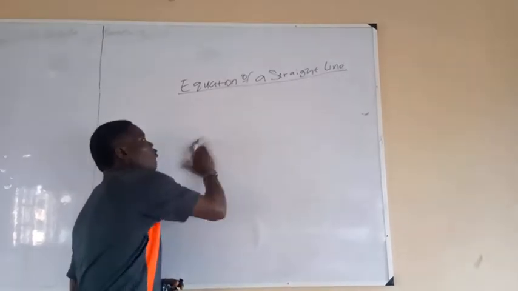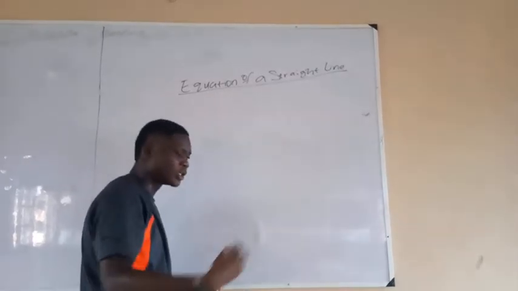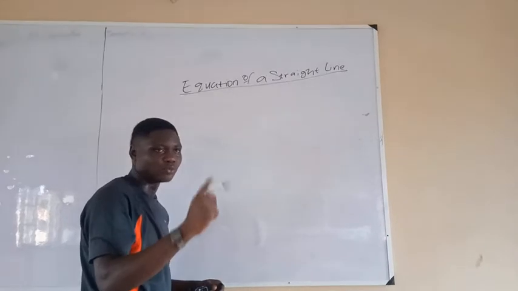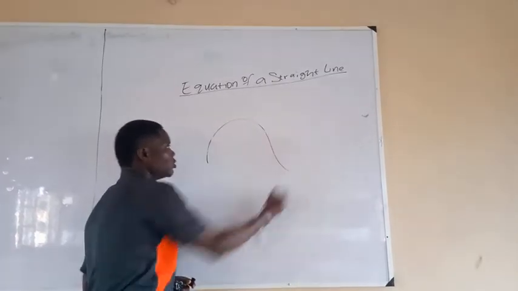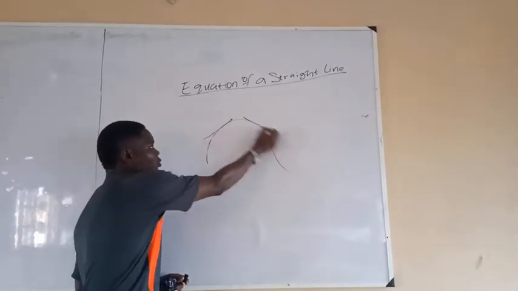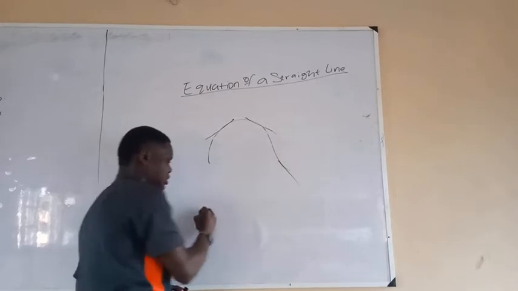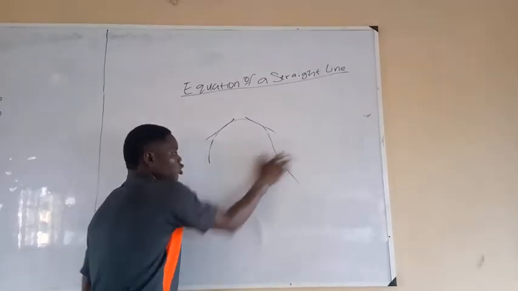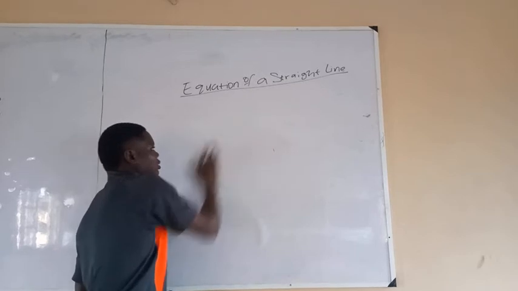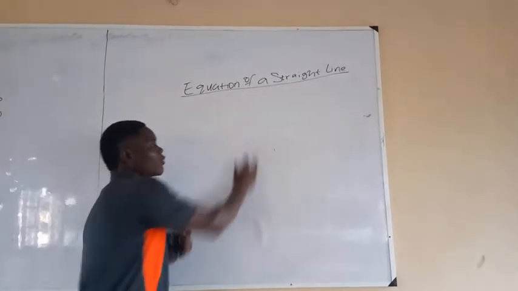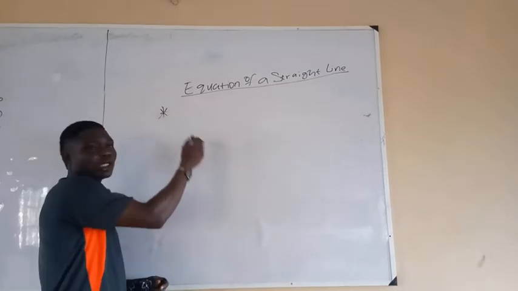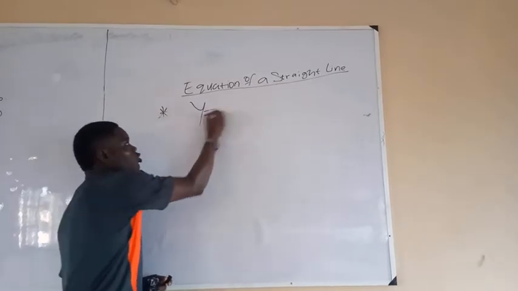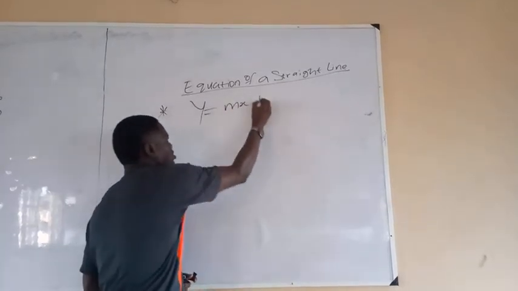Another thing, for all straight lines, their gradient is a constant value. But for curves, their gradient changes from different points. Now, I won't talk much about knowing a straight line, but let me just give you the general form for writing a straight line. The first form of writing the straight line is y equals mx plus c.